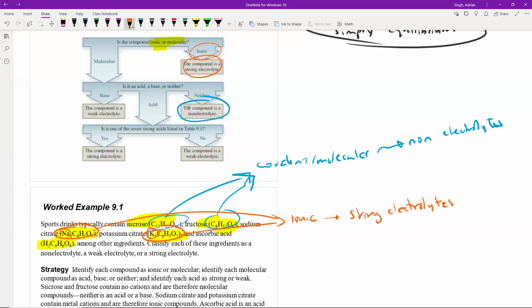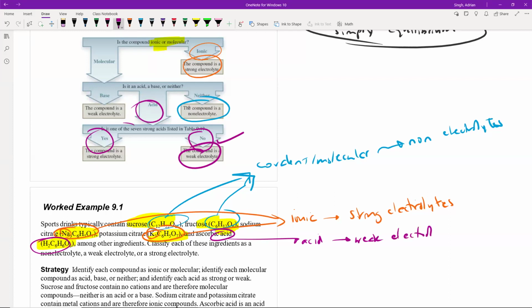And the last one, ascorbic acid, obviously it's in the name, this is an acid. Well, is it a strong acid or is it a weak acid? It's not one of the strong ones, so that means it's going to be a weak acid as a result. It is going to be a weak electrolyte. So when you're going through to determine electrolytic characteristics, you want to follow these steps. They're a good systematic way to determine the nature of your substances.